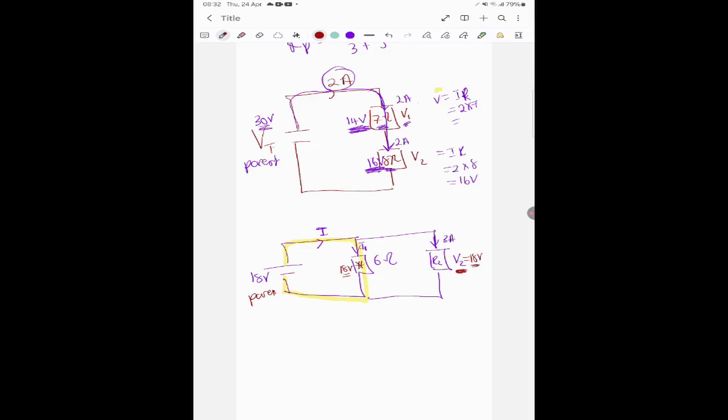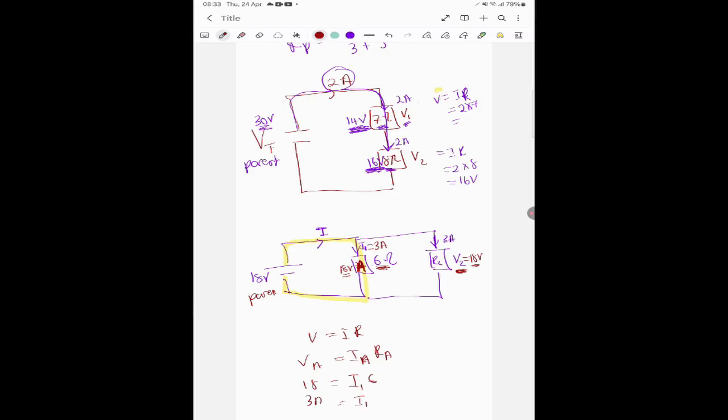Let's think further. Can I work out the current at A? I'm calling this A. If V is equal to IR, the voltage at A is equal to the current at A times the resistance at A. You understand that, right? So what is the voltage at A? 18. I'm looking for the current at A, which is I1, and the resistance at A is 6, and therefore the current at A is 3 amps. So I know I1 is 3 amps.